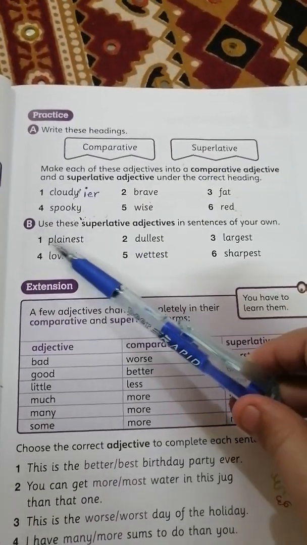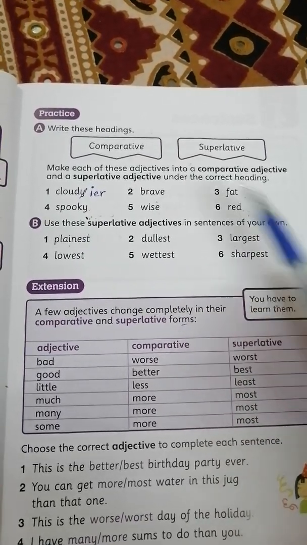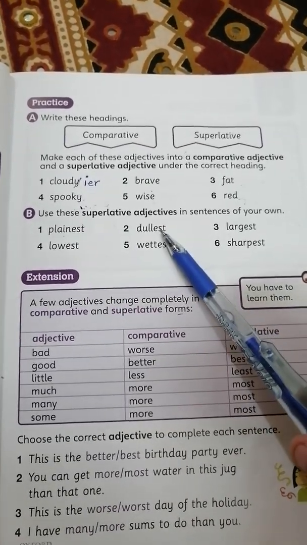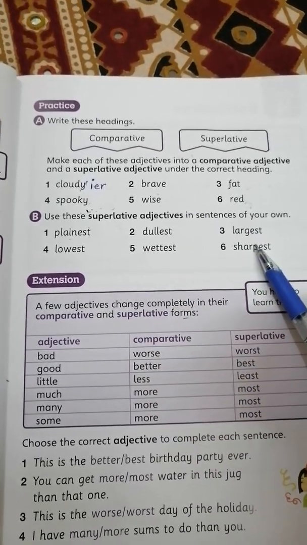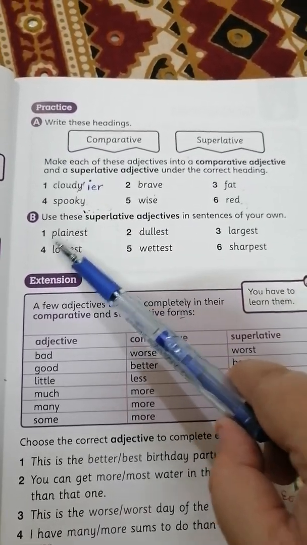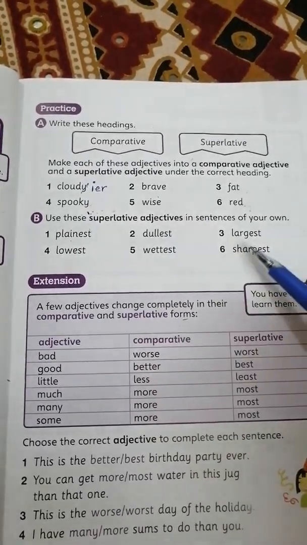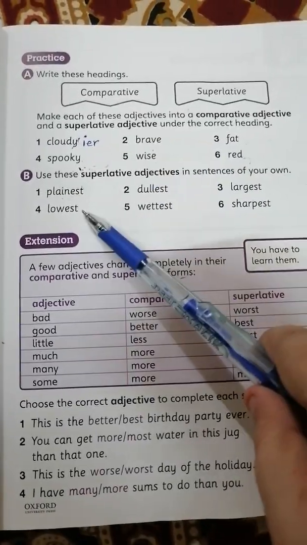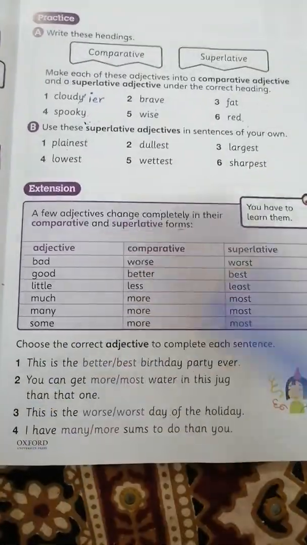Now see B. Use these superlative adjectives in sentences of your own. There are some superlative adjectives like plainest, dullest, largest, lowest, wettest and sharpest. And their simple positive adjectives are plain, dull, large, low, wet and sharp. Okay, these are superlative adjectives. So you make sentences of these superlative adjectives in your notebook. Okay, the next is extension.